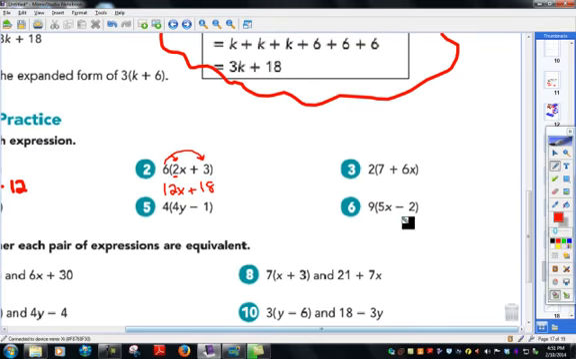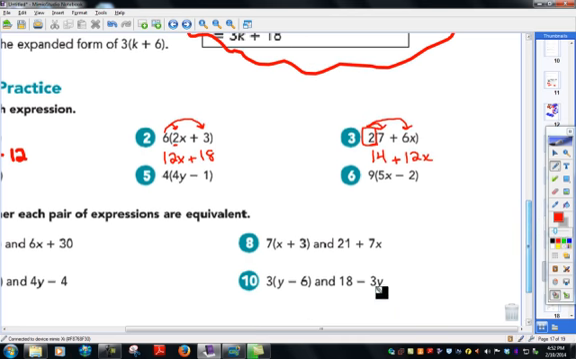Okay? We distribute here. 2 times 7 would be 14 plus 2 times 6x, you just multiply it by the coefficient, which is 12x. Okay. Essentially, think about it. You're just doubling each term. Instead of having 7, you have 14. Instead of having 6 x's, you now have 12 x's. You just doubled it. You multiplied it by 2. Okay?